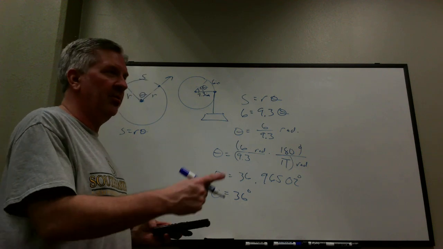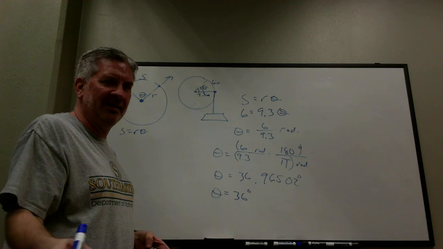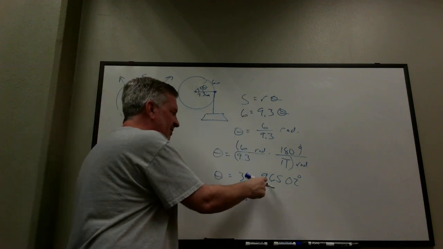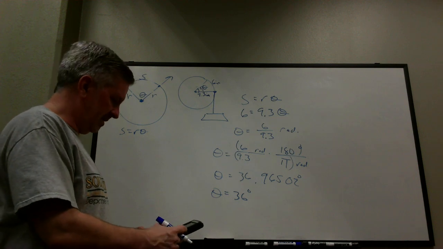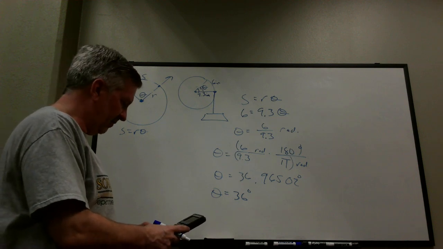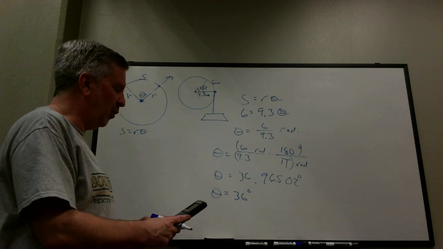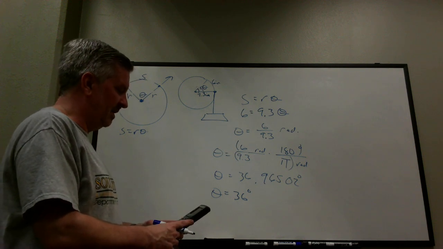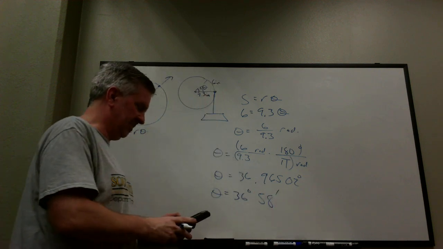So remember when we went from degrees, minutes, seconds to decimal degrees, you divided by 60 and 3600. When you go from decimal degrees to minutes and seconds, you multiply by the 60. So 0.96502 times 60 is 57.9 minutes. So this is 58 minutes. That's to the nearest minute.